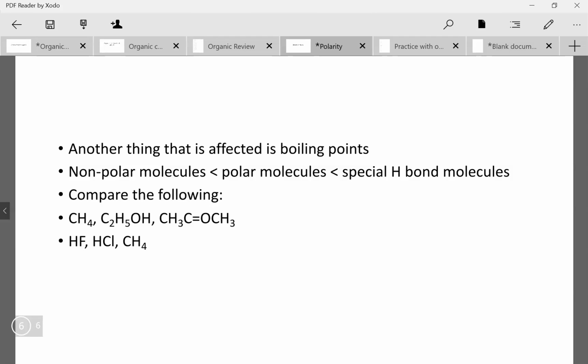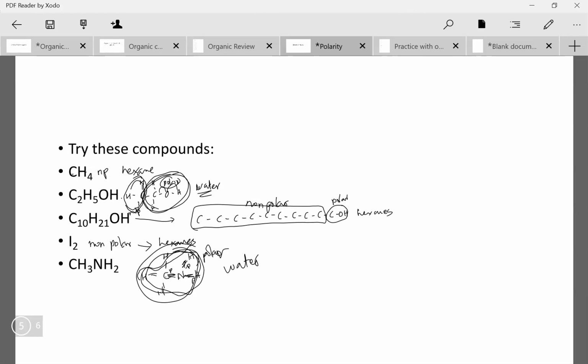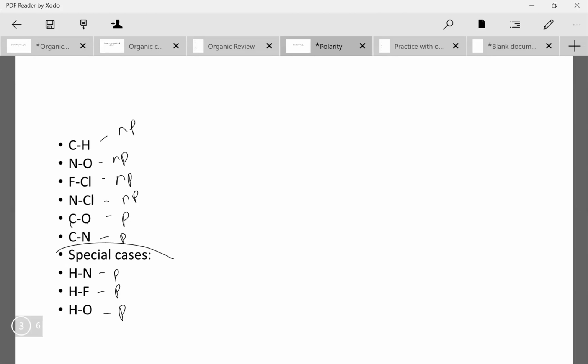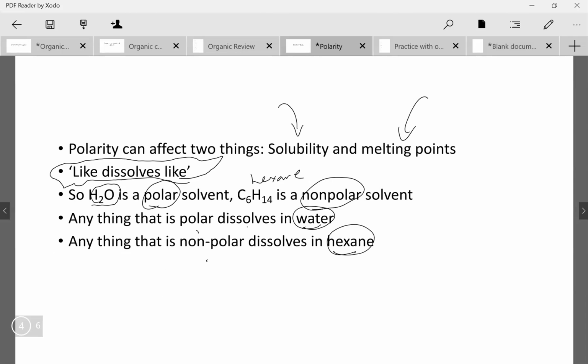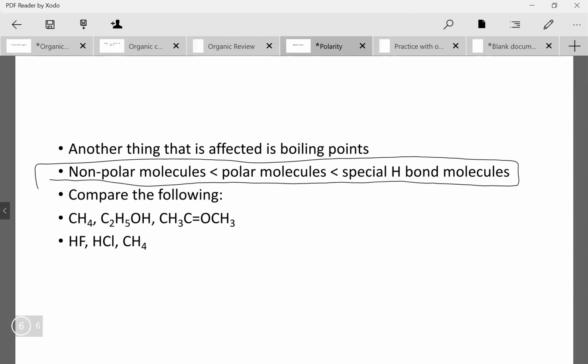We'll jump along to boiling points, where we have to remember to write down the following trend. We looked at some special cases here. I didn't say why they were special, but they're not special because of their solubility. Solubility does not matter if there's an H-O or N-H. That doesn't really affect the solubility. The important thing that it affects is the boiling point. So special H-bond molecules are molecules that have an H-O, an H-F, or an H-N bond. Let's look at the first case.